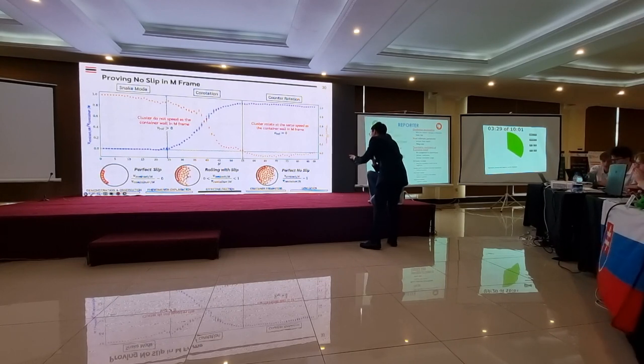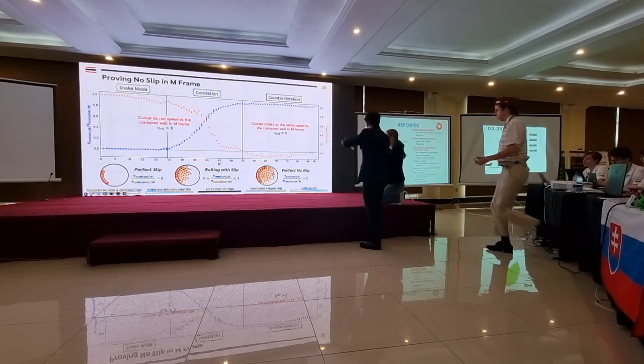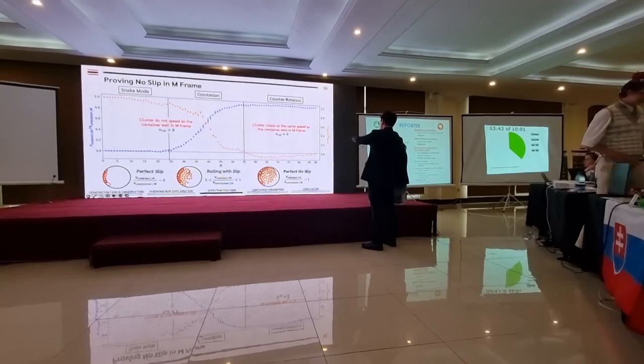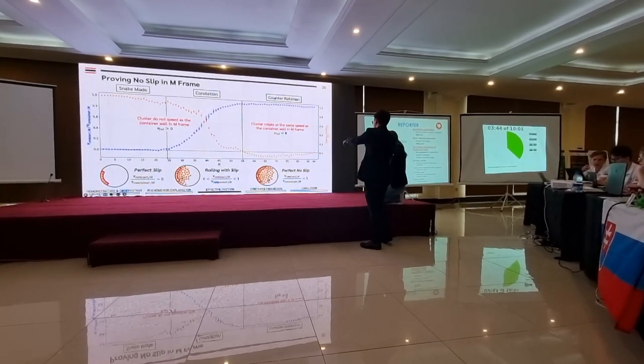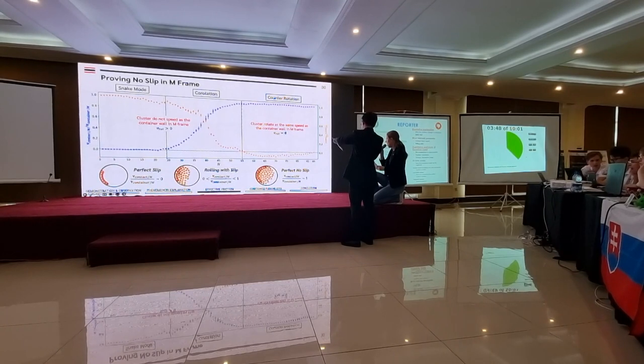If you look at the rolling with slip, you can see that the ball rotates slower, right? It means that you have a component of slipping and also some component of partial rolling. So it rotates slower means it has a component of slipping? Yes, it has a component of slipping. Meanwhile, if there is a perfect no slip, you can see that, I mean, it is my fault to not show the rotating motion.